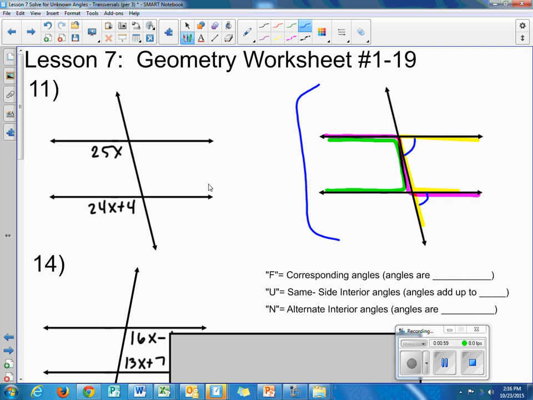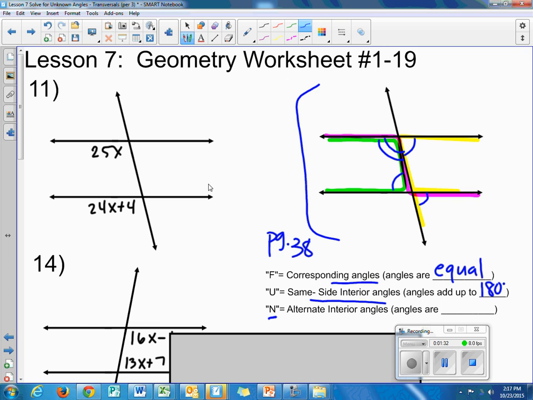F stands for corresponding angles, and they are equal to each other. We discussed that already, and this is on page 38 or 39, I believe, in your pink books. Okay, U, this is acute, and this is obtuse, therefore they're different. That means for that U, same side interior angles, the angles add up to what class? Very good, 180. Alternate interior angles for the N.